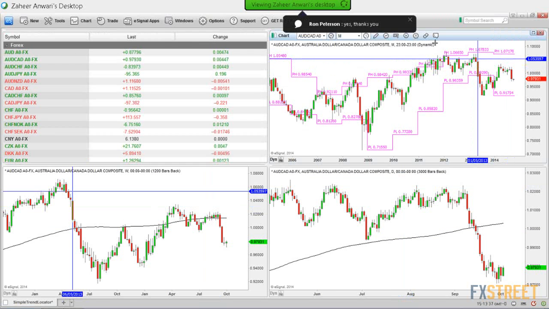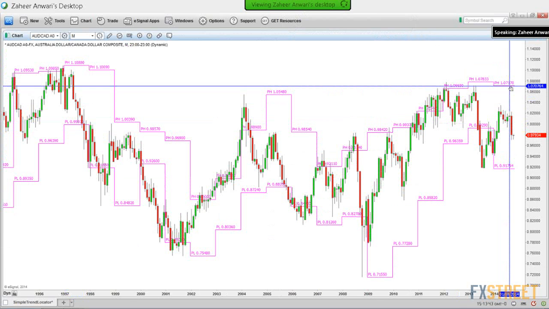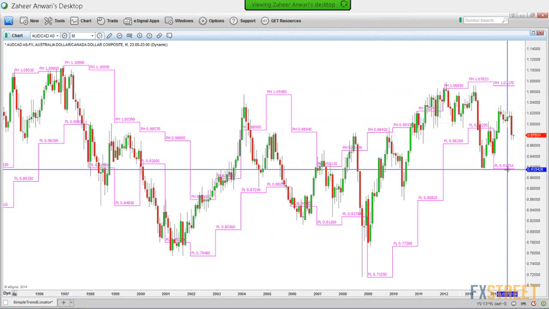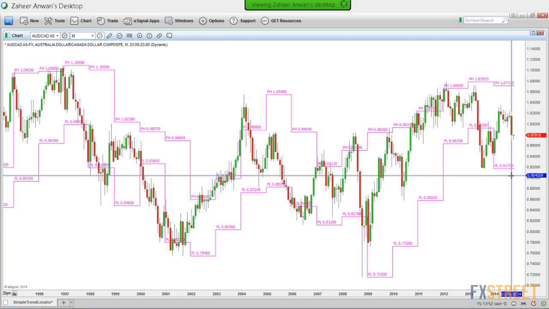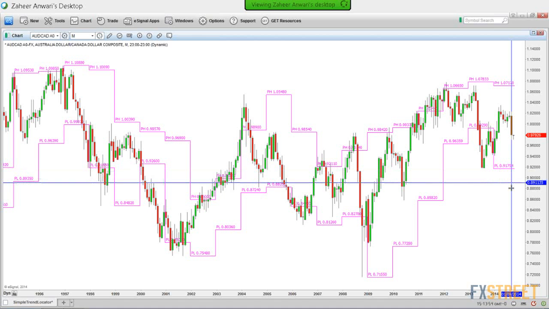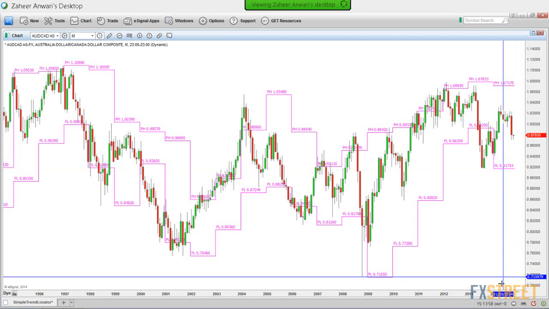Right, let's go back to the Aussie dollar, Canadian dollar. So what are we looking at? Well, we've got the high of 2013. We've got the low of 2013. So the low of 2013 is acting as a support level. We've then got the figure 0.9, 0.8, and then 0.7. So these are the potential levels of support that we can be targeting.